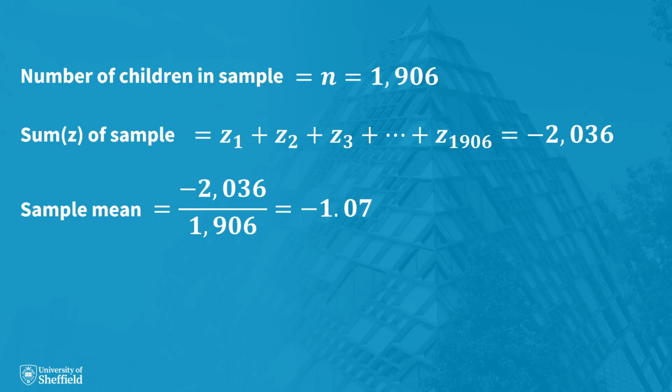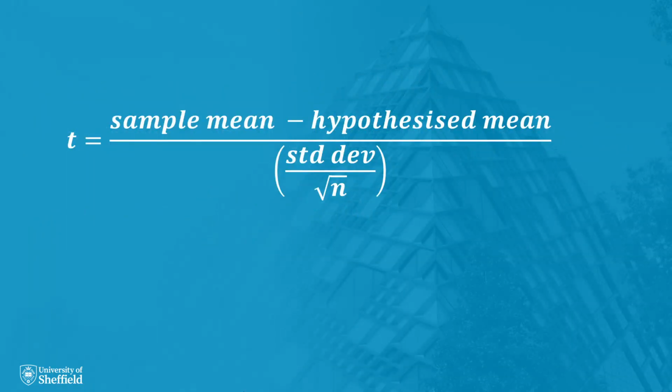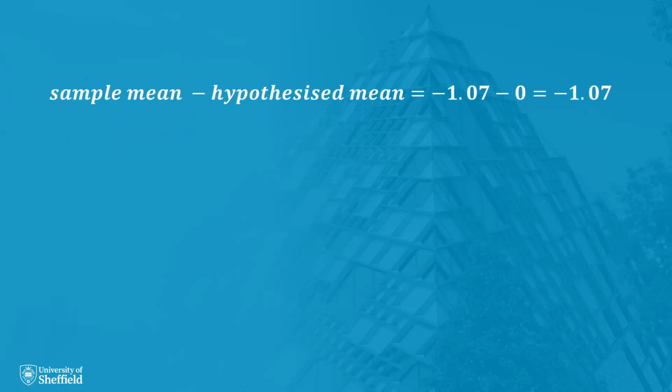We now need to test whether this sample mean is sufficiently low enough to reject the null hypothesis. For this, we need to calculate another statistic, which we can call the t-statistic. And we use this formula: t equals sample mean minus hypothesized mean divided by standard deviation over the square root of the sample size n. The top bit of the formula is easy, as we've already done the calculations. The sample mean is minus 1.07 and the hypothesized mean is 0. So the difference between the two is simply minus 1.07.